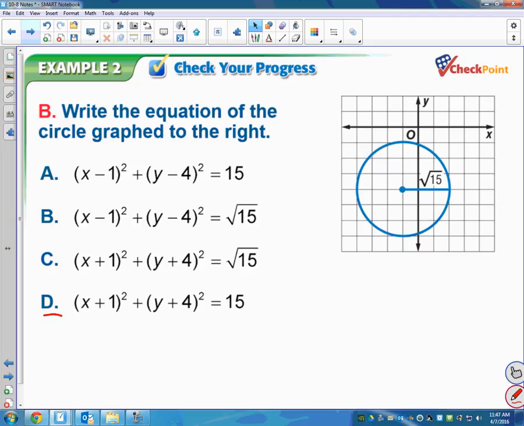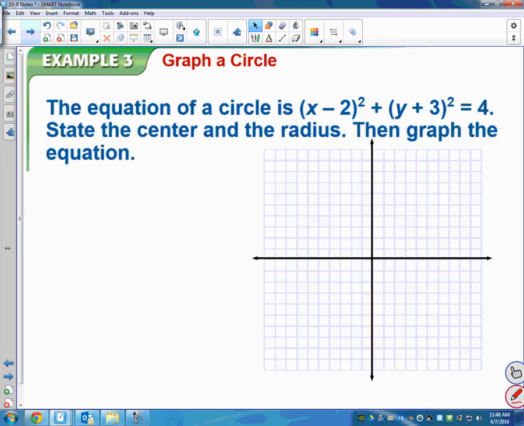So the other thing that we want to be able to do with circles is we want to be able to graph given the equation. My circles tend to sometimes look like footballs or eyeballs because it's kind of hard to make a perfect circle. But I want to show you what I want to see on this. All you got to do to graph is know the center and know the radius. So given this equation, and it says state the center and the radius, so that's good too.